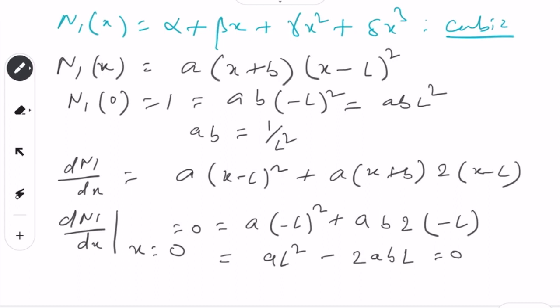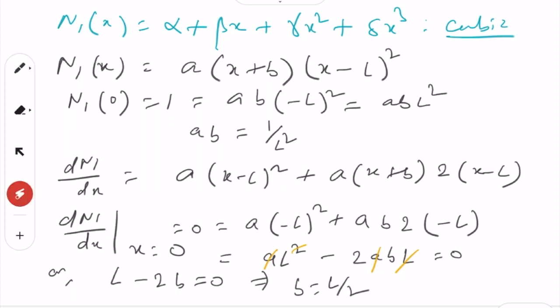Simply from here, this L and this L cancel out, and the a and a cancel out. So what we get is L minus 2b equal to 0. Or we get b equal to L over 2. So, b equal to L over 2, that we get.